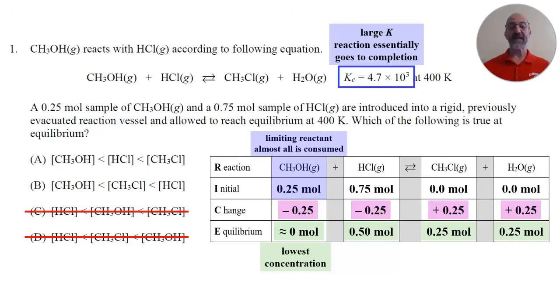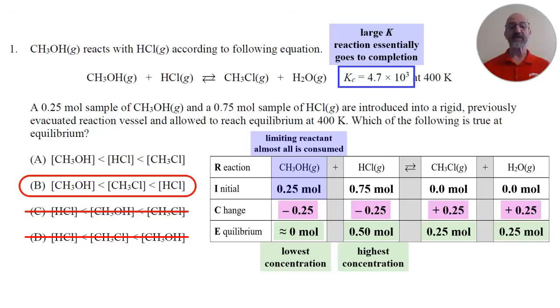Now, the substance that has the highest concentration, looking at our Rice table, would be HCl. And that's because 0.5 obviously is larger than 0.25. So we can now say with confidence, with our Rice table, that the correct answer to question 1 is choice B. CH3OH should have the lowest concentration, and HCl should have the highest concentration when the system reaches equilibrium.